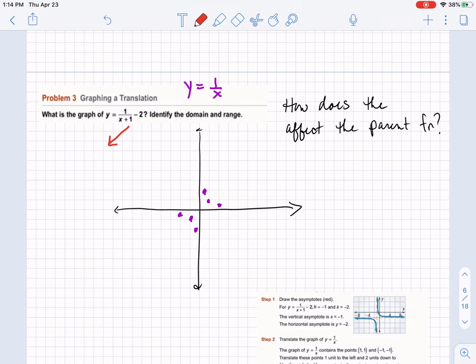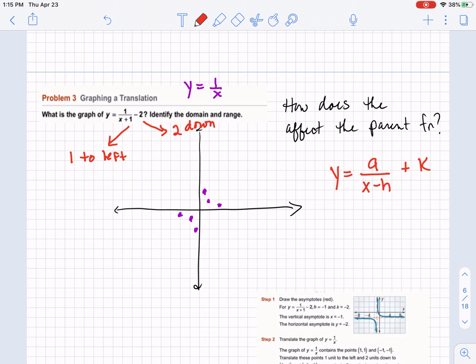Well, this plus 1, remember how I talked about it in the beginning? y is equal to a over x minus h, plus k. Remember I said h represents your horizontal shift? That plus 1 means I'm going to shift 1 to the left, because it's minus h. That 2 is my vertical shift, the k. That means I'm going to go 2 down. So I'm going to take each one of these points here and shift them 1 left and 2 down.